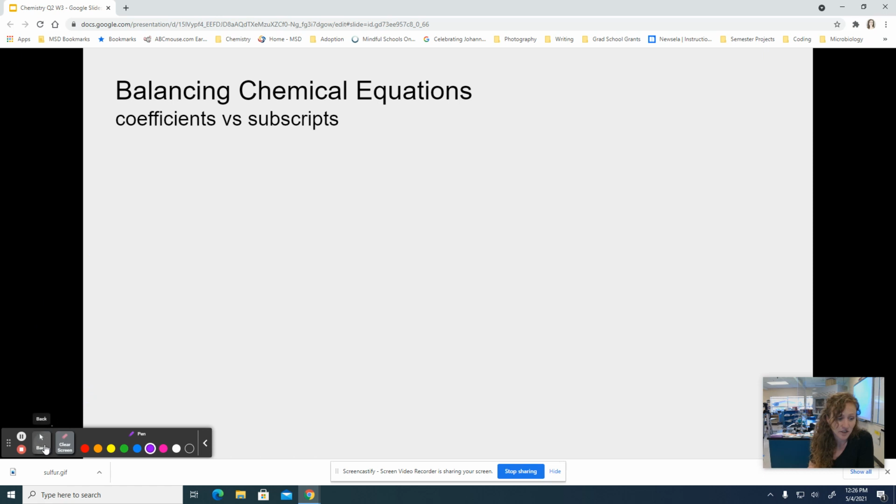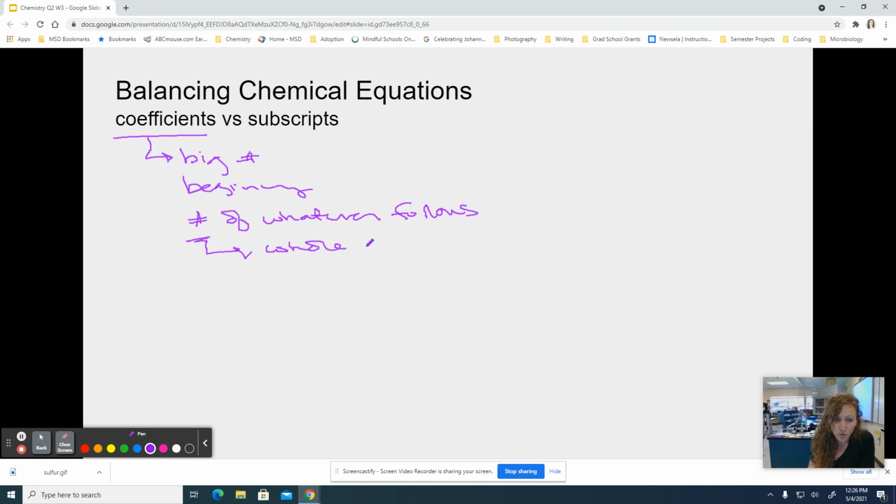So a coefficient in chemistry is the same thing as a coefficient in math. The coefficient in chemistry and math is going to be a big number. It's going to be in the beginning, and it tells you the number of whatever follows. It's going to tell you the number of whole molecules or whole formula units. It's not telling you the number of the thing it's directly in front of, like the subscript.